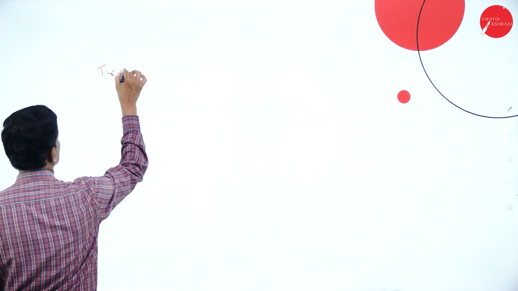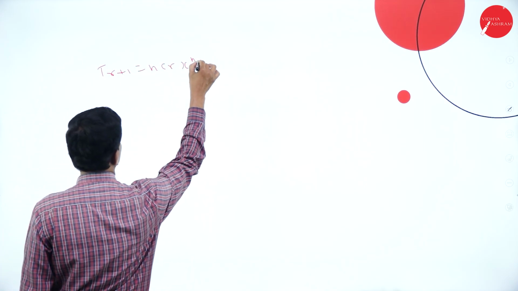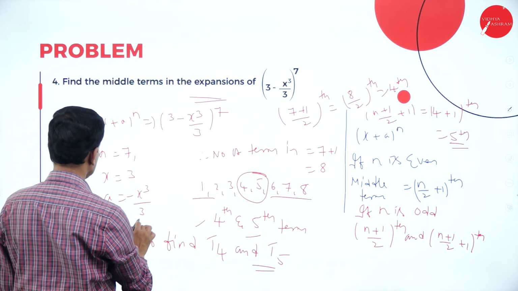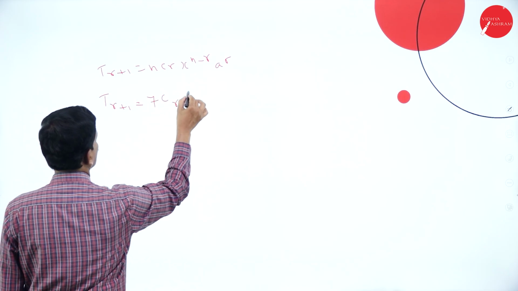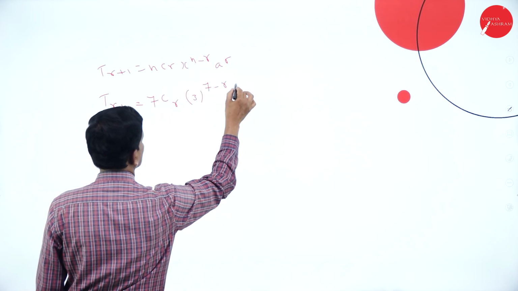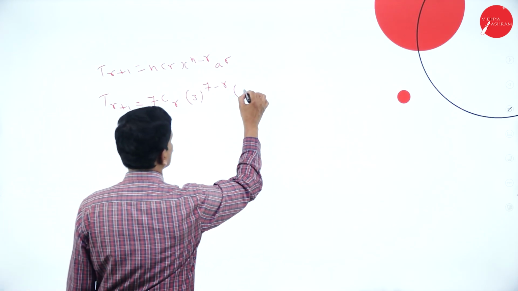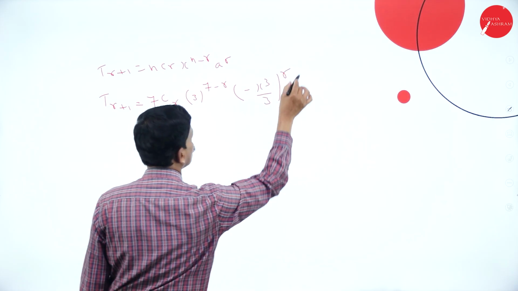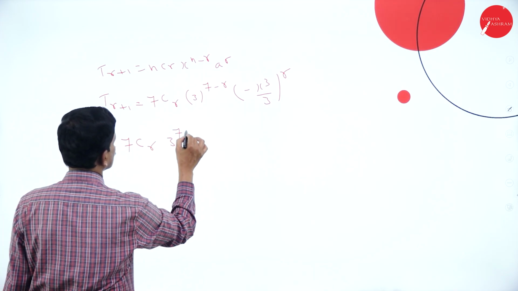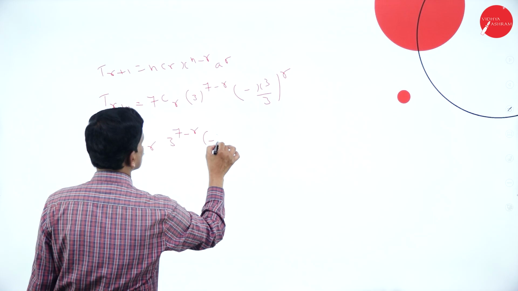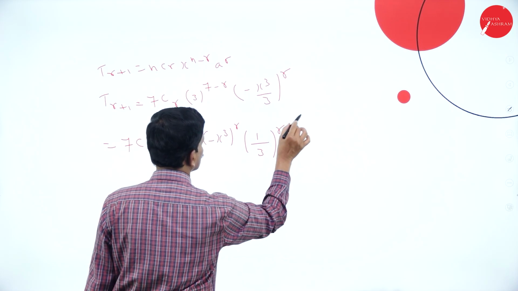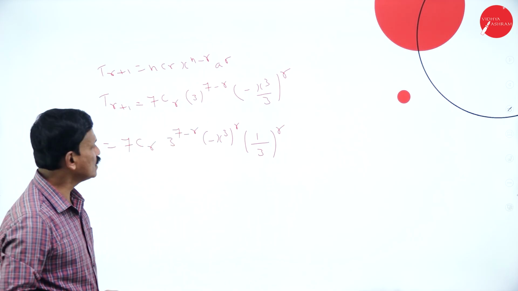Now, what is the general formula? T(r plus 1) is nCr x to the power of n minus r, a raised to r. T(r plus 1) is equal to, what is n? n is equal to 7, so 7Cr times x, what is x? x is equal to 3 to the power of 7 minus r, into a. What is a? Minus x cube by 3, whole to the power of r. Simplify this: 7Cr 3 to the power of 7 minus r into (minus x cube) whole raised to r, and this is also equal to (1 by 3) whole to the power of r. Now, just to find which term?